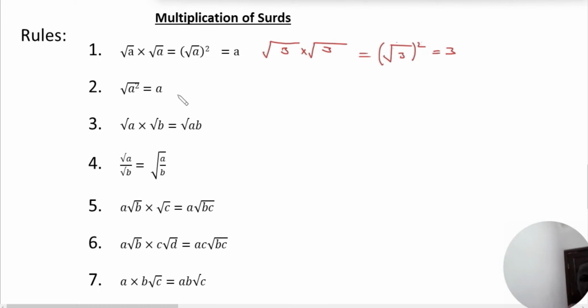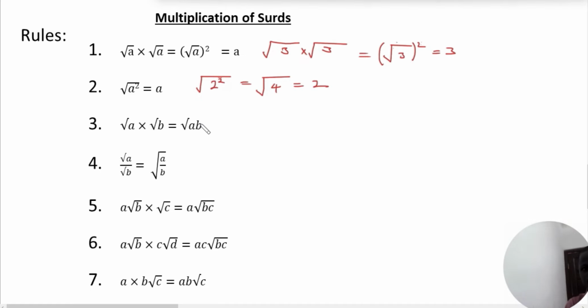Again, the second rule for multiplication says root a all squared. So let's illustrate this. Let's write square root of 2 all squared. If you want, you can write this as root of 2 squared, which is equal to root of 4. The square root of 4 is 2. It's the same as the square cancelling the root here, so the answer is equal to 2.